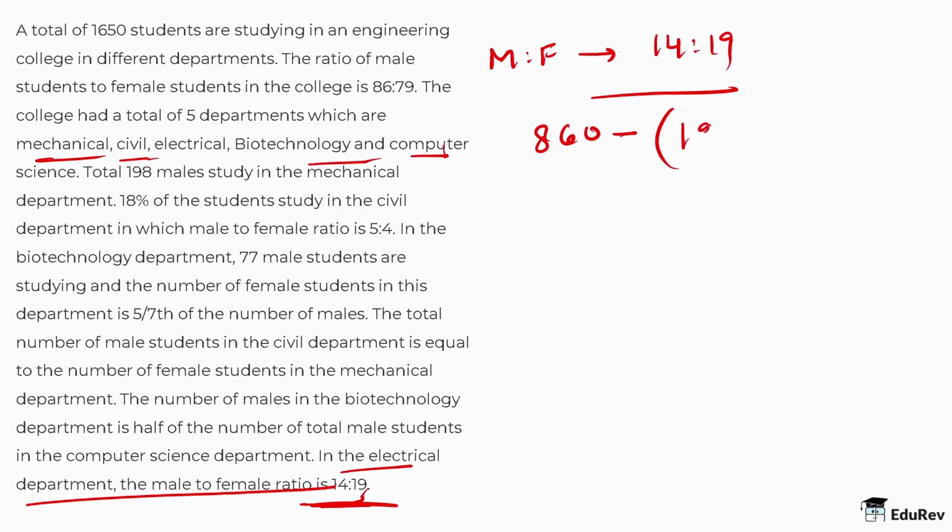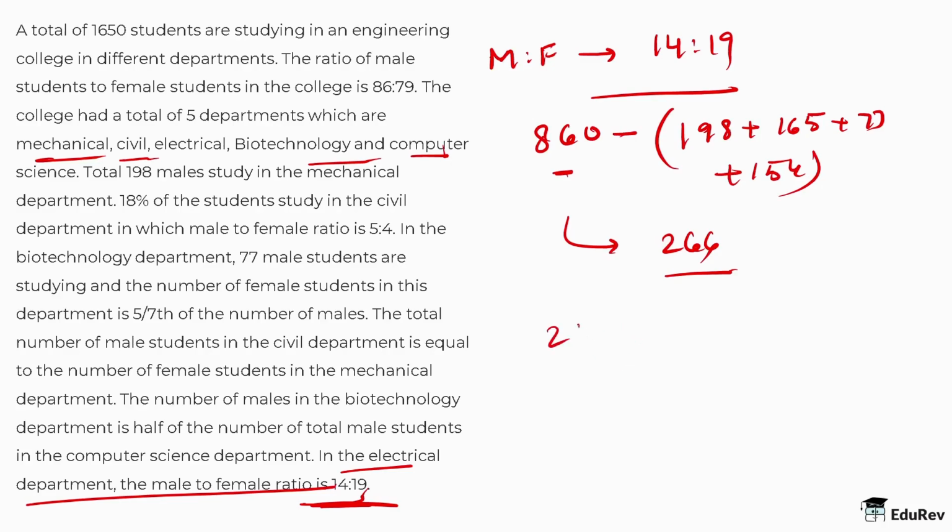So I'm going to subtract 198 plus 165 plus 77 plus 154 from 860, and this is going to be 266. So this is going to be your 266. So the total number of females in your electrical will be 19 into 19, that is, we basically have to figure out the female ratio. Since it is 266 for the 14 male ratio, females are going to be 361.